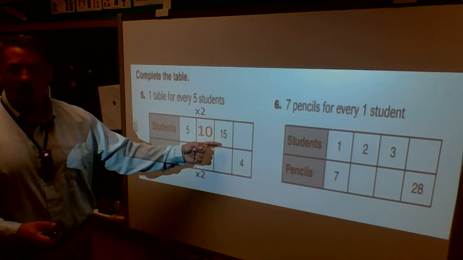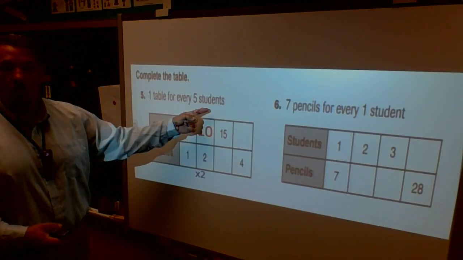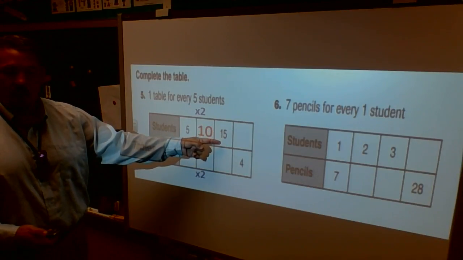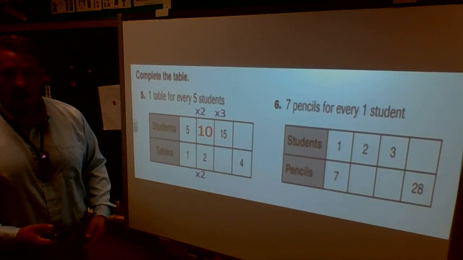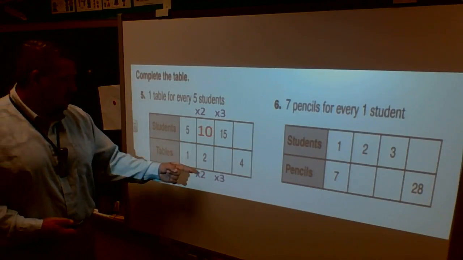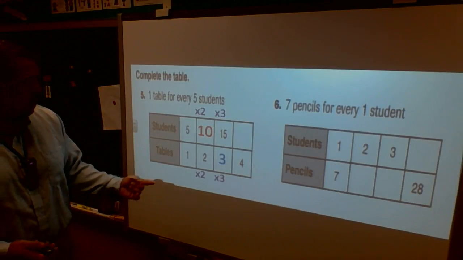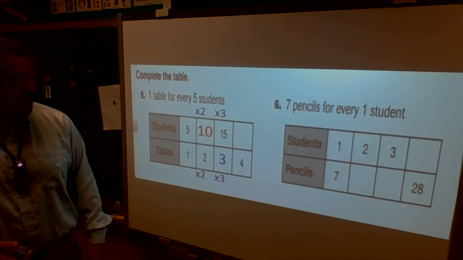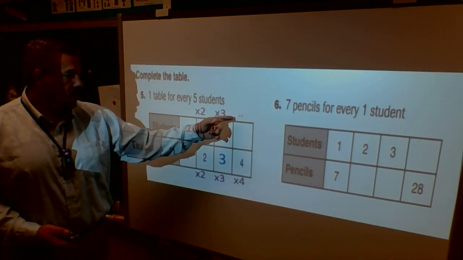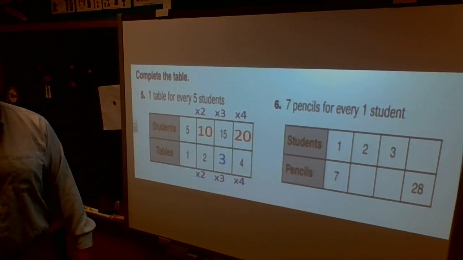They give me the next top number, then I have to ask, well, if I started with 5, what did I multiply or divide it by to get 15? Well, I multiplied it by 3. And therefore, I have to multiply the bottom by 3. And 1 times 3 tells me I have to have 3 tables. In the same way, I'd multiply 1 by 4 to get the 4. So I have to multiply at the top by 4. And therefore, I know I could have 20 students.